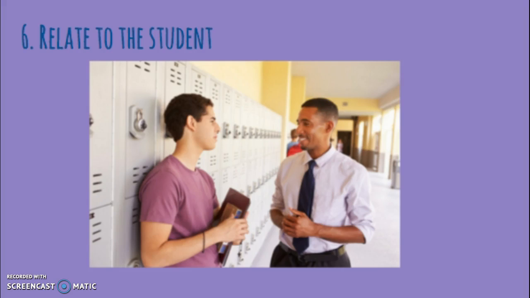Step 6 is to relate to the student. Reflect on your relationship to see if there is any way you can relate to the student. Does the student play sports? Is he in a band? Have a sibling? Hopefully in this step you will be able to find common ground with the student and build off of that.